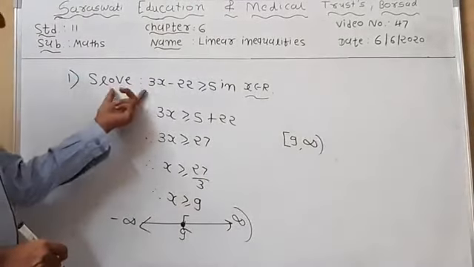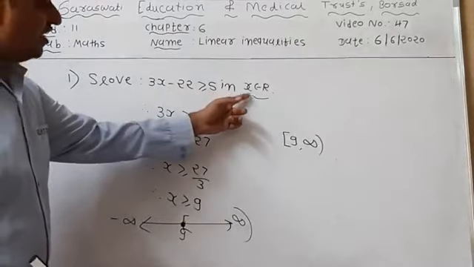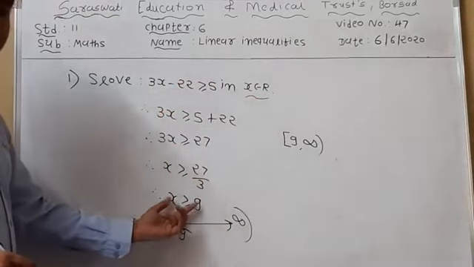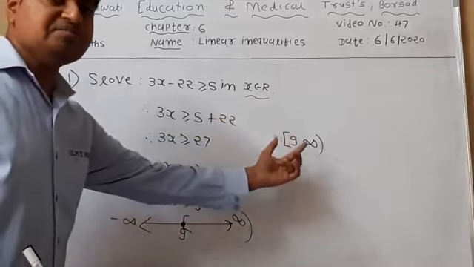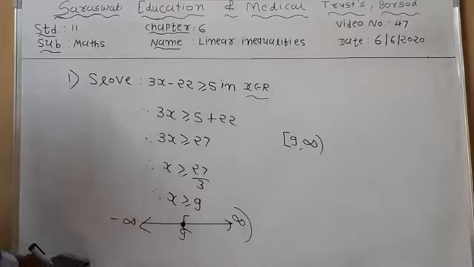So again, here the equation is present. Solve this equation and find the value of x belongs to R. First simplify this equation, and after that, here the x belongs to R condition is present, so this value is written in closed open interval form. Next one.